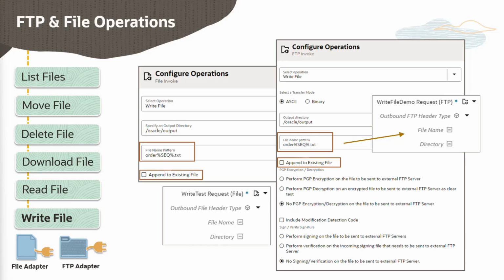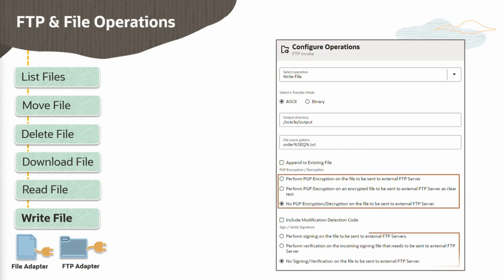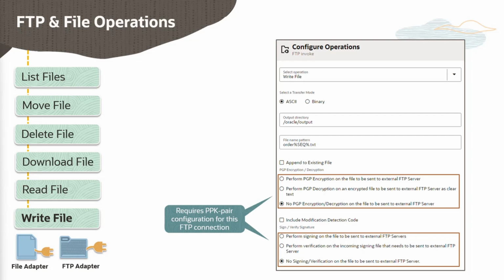Now, if the file already exists, instead of overwriting it, checking this box will allow the adapter to append the file contents, but only if the file format is comma-delimited records. If you have added and specified the appropriate public or private key and cipher algorithm when you configure the FTP adapter connection, you have these options for PGP encryption or decryption, as well as verifying signatures or generating signed files. And this checkbox must also be selected if elliptic curve Diffie-Hellman or ECDH keys are used.